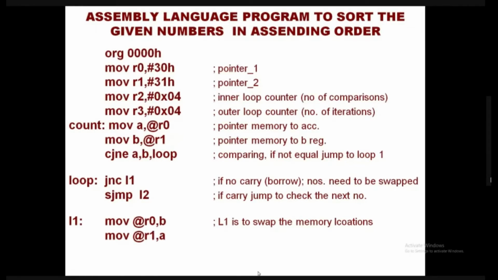So this is very interesting. This loop 1 is to swap the memory locations. So the contents of R0 and R1 memory locations are swapped because there is no carry. No carry means it is already in descending order. So we have to swap, which will convert it into ascending order. Hope you understand. So you are doing the comparison. After comparison, if it is not equal, you are coming to loop. In this loop, if there is no carry, we have to swap. Swapping can be done just like that, and then we are jumping to loop 2.